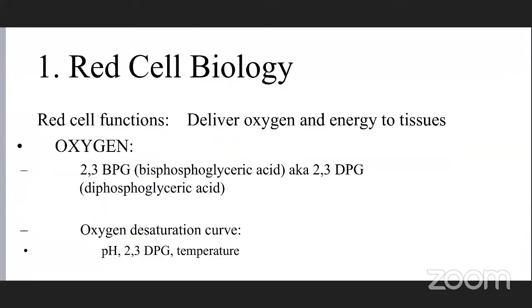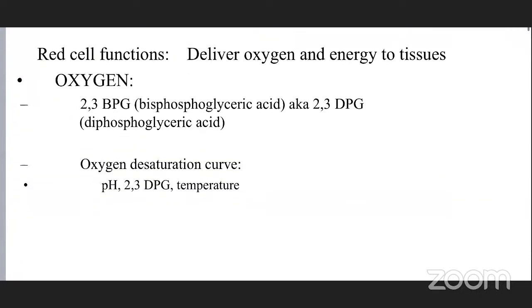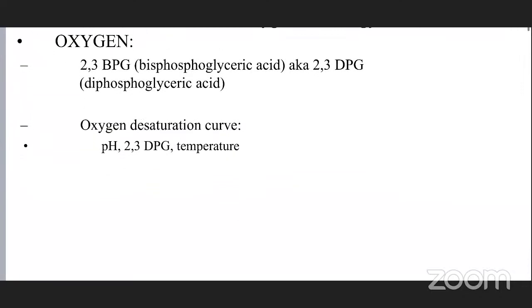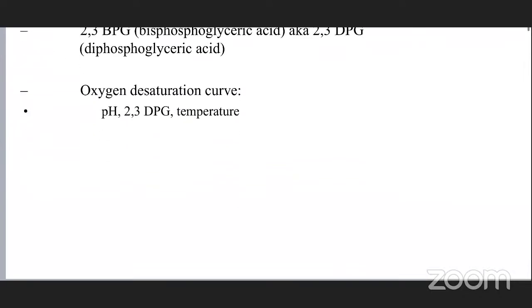Red cell function is to deliver oxygen and energy to the tissue. And oxygen, we know that it's released by 2,3 BPG, and also by the oxygen saturation curve, which is controlled by pH, 2,3 BPG and temperature. Then we'll talk about the red cell biology.